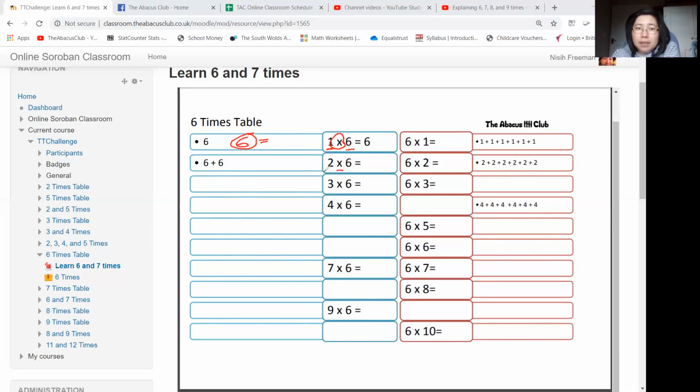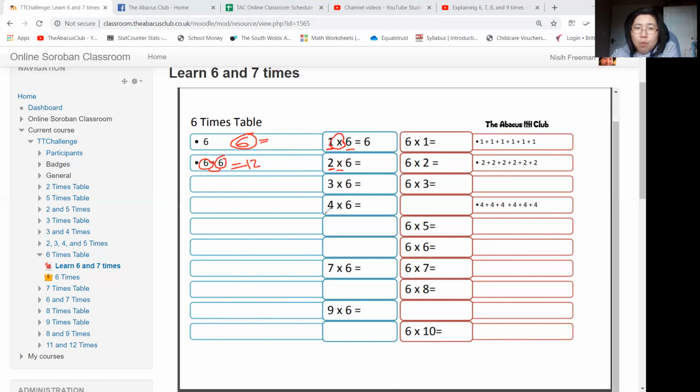In the second case, the first number 2 means 2 bags. And the second number says it's 6. Therefore, you need 6 apples in each bag. And when we add them up, that will make 12.